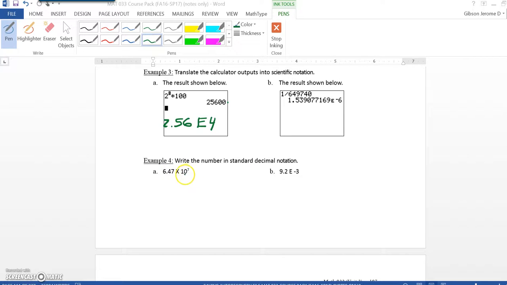So since this is times 10 to the 7, that means we have to move this decimal 7 places to the right. So it'd be 6, 4, 7. Then we will have 5 zeros that will go behind it. So it ended up being 64,700,000. Now we go here to B. We had 9.2 E to the negative 3. We know that means times 10 to the negative 3 power, which means we move the decimal 3 places to the left. So it'll be 0.0092. And that will be the final answer for B.